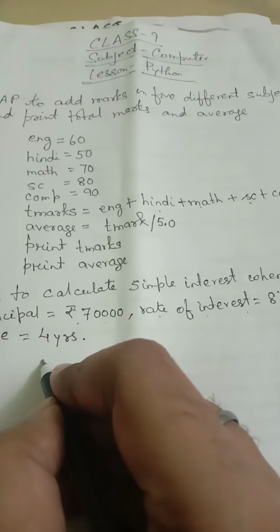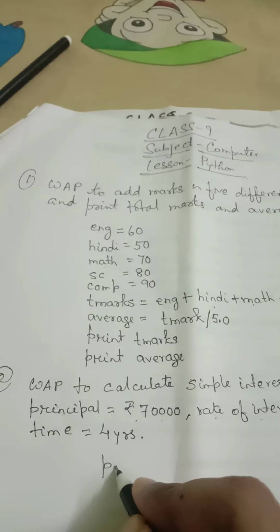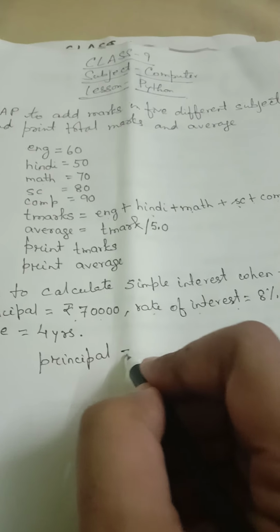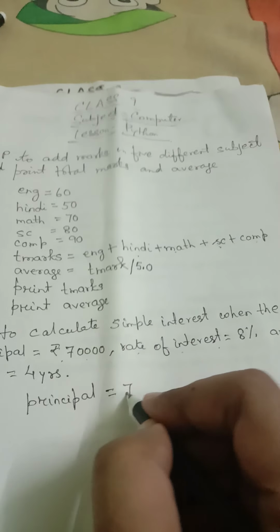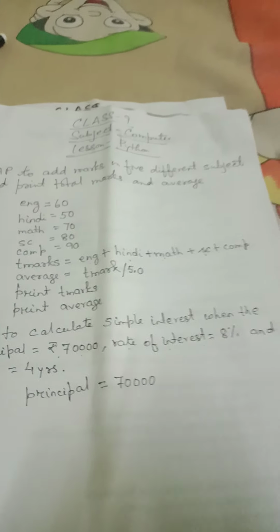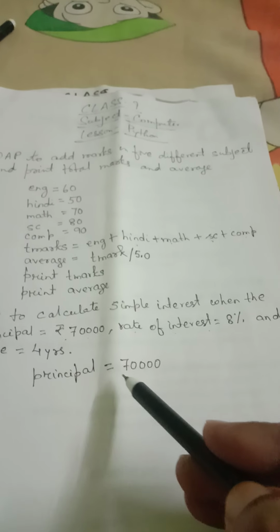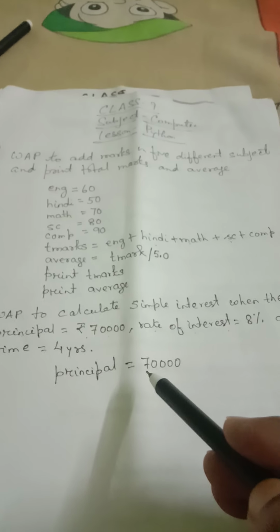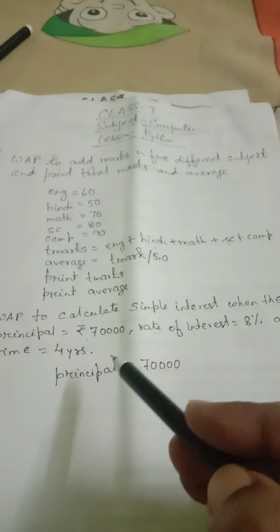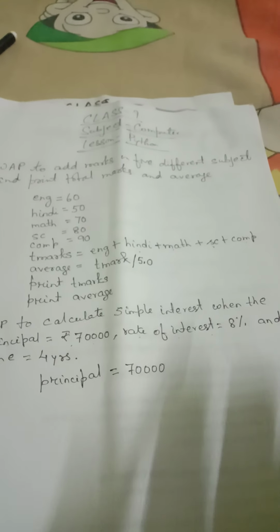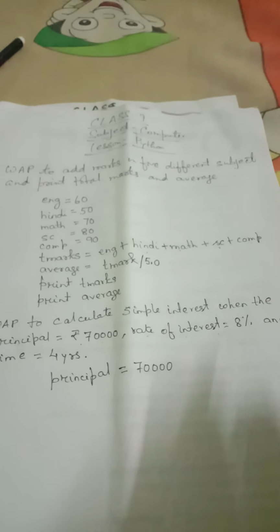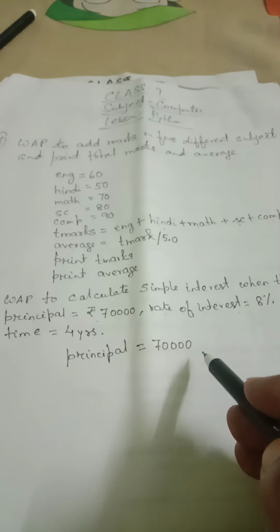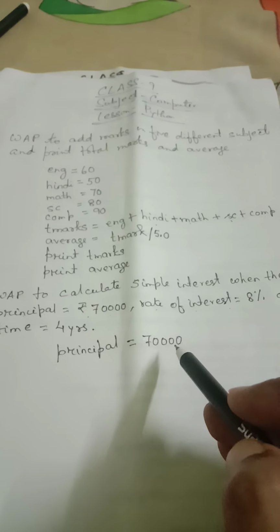Suppose I have taken a variable, say principal, and the value is 70,000, assigned using the assignment operator. Remember, there will be no comma and no rupees sign. Whenever we assign a value to a variable, we will not use special symbols like dollar, rupees, comma, etc. Just simply write the numbers. So principal is equal to 70,000.